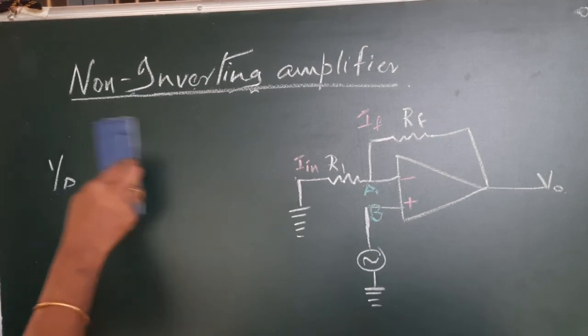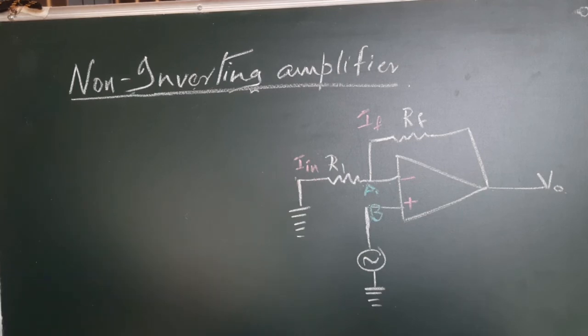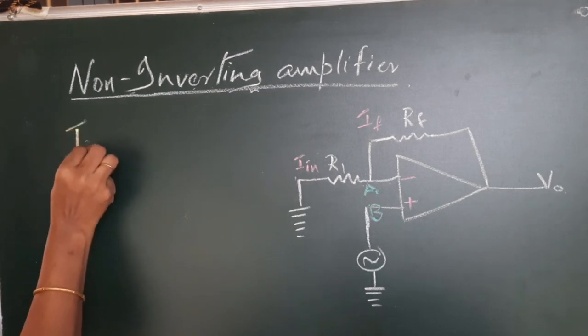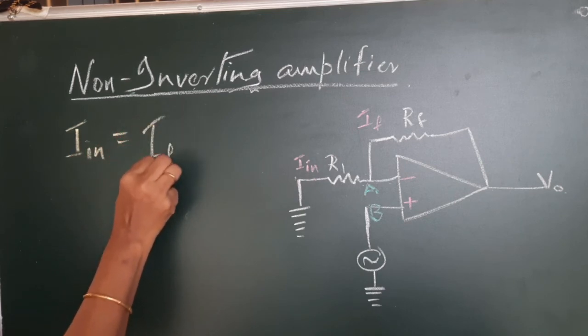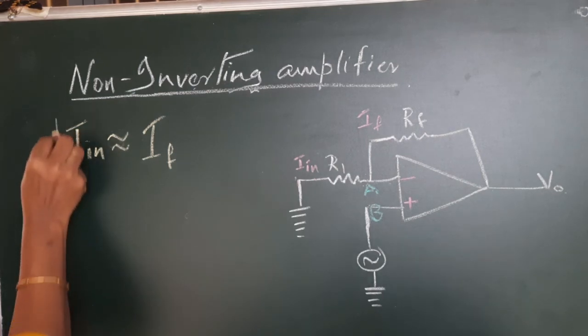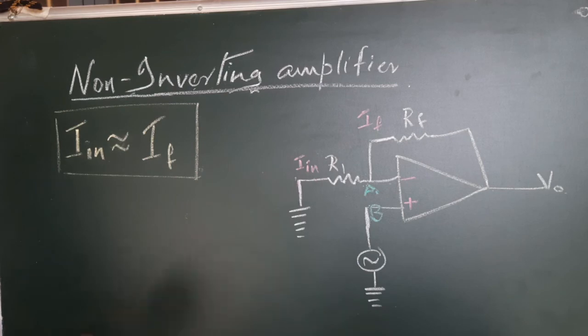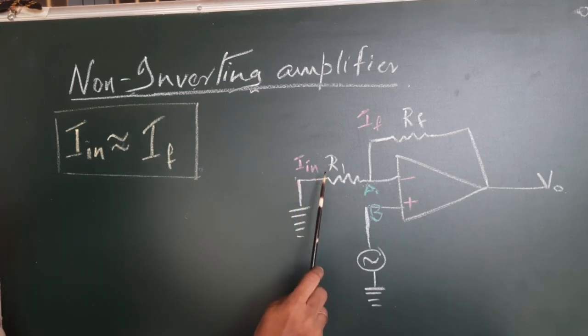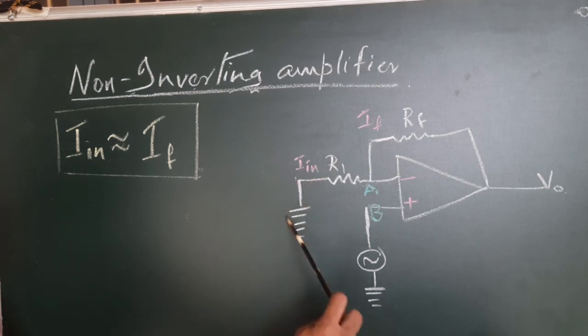Now let us try to explain the gain of this configuration. For that we will use the thumb rule, that is I input is equal to IF, or more correctly it is approximately equal to IF. So this is our thumb rule for all the derivations. So let us write what is I in this case. Before that, let us see this point is grounded. So the potential of this end we can put as 0 because it is grounded.